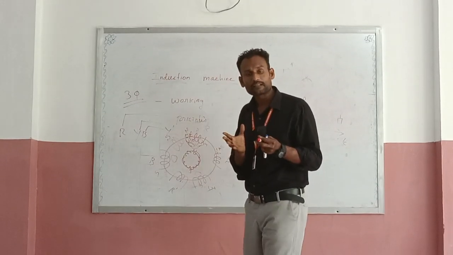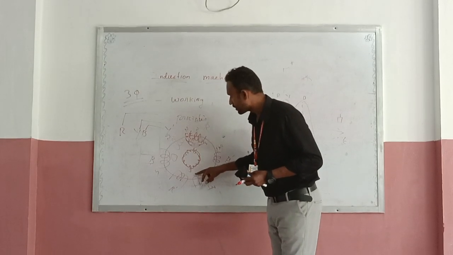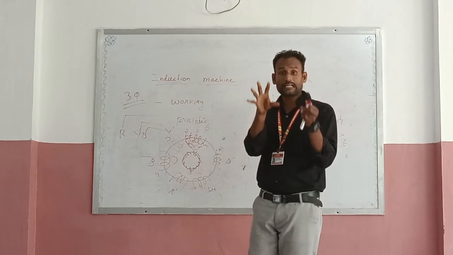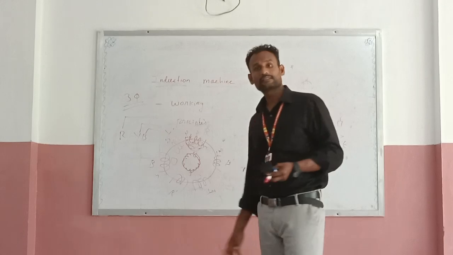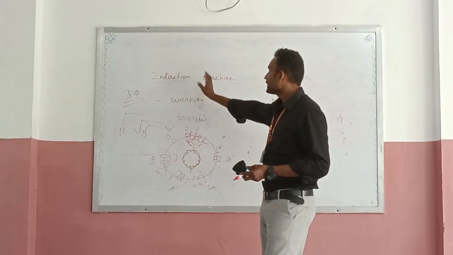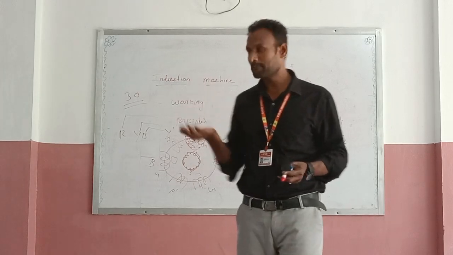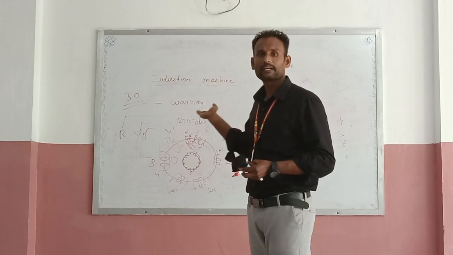Same pole, what will happen? Repel. See here, here also the same pole. Here south pole. Then what will happen? Due to the attraction and repulsion principle, the motor will start to rotate. This is the working principle of the three-phase induction motor. As the name mentions, induction, because of induction it is rotated.